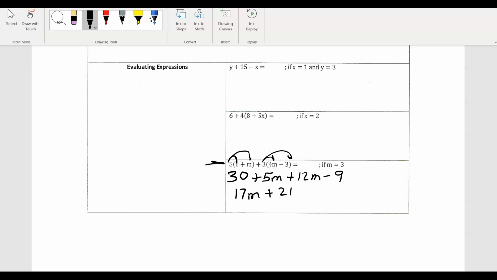Okay, so I'm going to put this 3 in, 17 times 3 now. And you're welcome to use a calculator for these. If you can't do these in your head, that's fine. But 17 times 3 is 51. Plus 21, that's going to be 72.